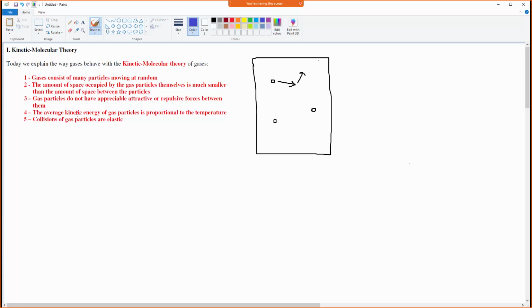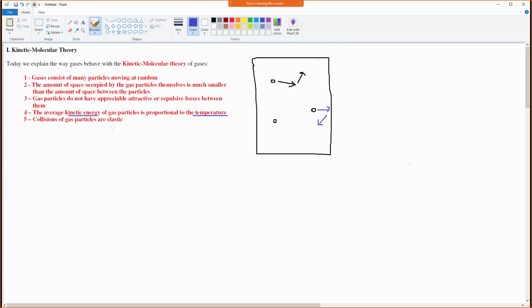Next, we talked a little bit about this in chapter 7. Kinetic energy is proportional to the temperature, right? The temperature is a measure of movement energy, and kinetic energy is a kind of movement energy. So as the temperature goes up, the energy of the particles goes up as well. And finally, we're going to say gas particle collisions are elastic. That means if we bounce off the wall with a certain amount of energy, we come off the wall with that same amount of energy. If we collide with each other, we come away with exactly as much energy as we had.